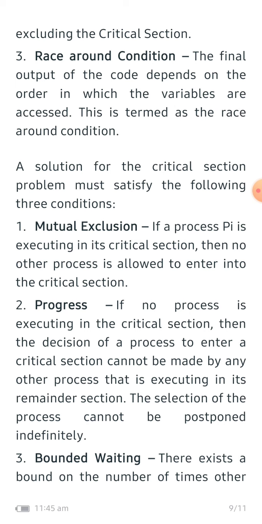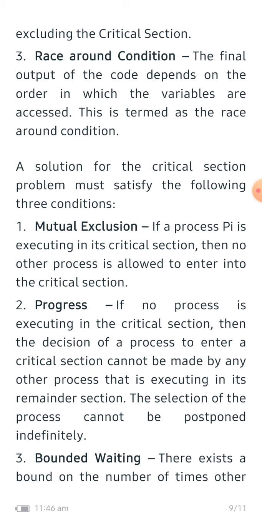Next, a solution for the critical section problem must satisfy the following conditions. First condition is mutual exclusion. That means if a process Pi is executing in its critical section, then no other process is allowed to enter into the critical section. Second is progress. If no process is executing in the critical section, then the decision of a process to enter the critical section cannot be made by any other process that is executing in its remainder section.